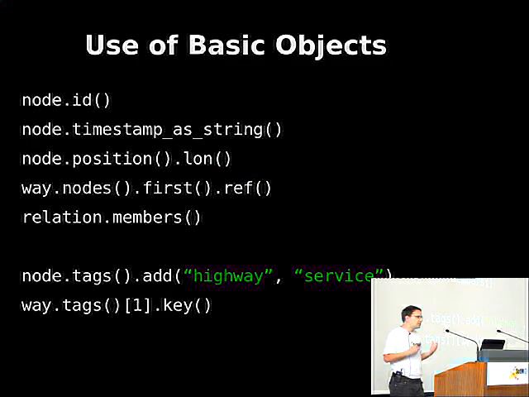And you can do basic things on that. If you have a node, you can call the ID function and you get the ID of that node, or you can set it with the ID function. You can get the timestamp as a string. You can get the node position, and then the longitude. From a way, you get the list of nodes, and then this way you can get the first node, and then the reference, you get the ID.